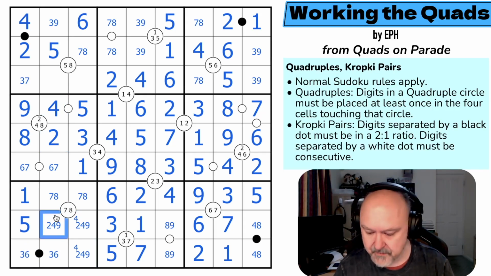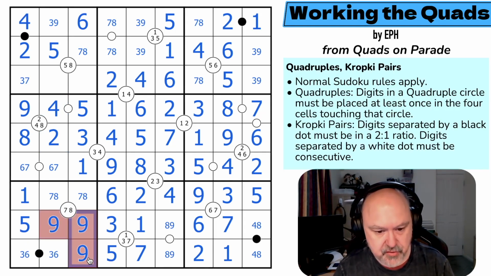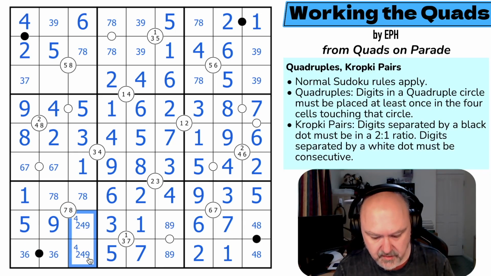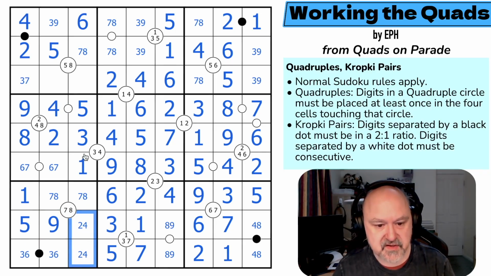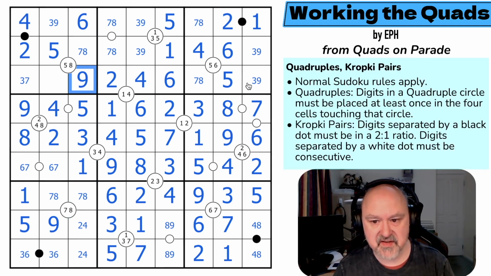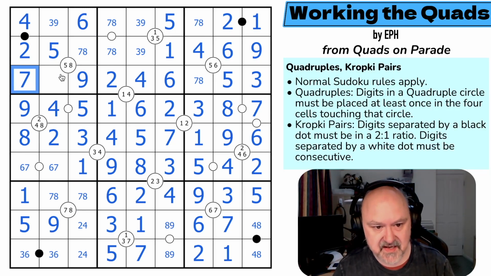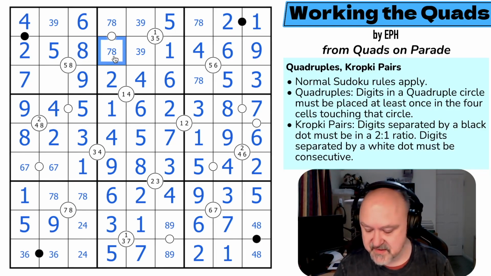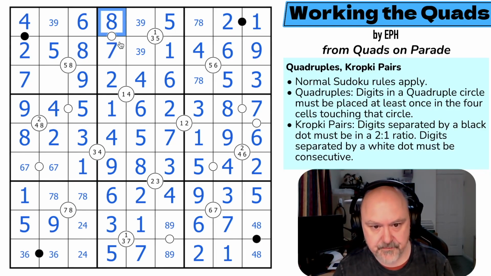2, 4 is looking down, making that the 9. This becomes 2... No, remove the 9. This becomes 2, 4. So, 1, 2, 3, 4, 5, 6, 7, 8. That becomes a 9, and that's going to do everything. That's a 3, that's a 9. The 3 looks across, making that 7, which makes that 8, which makes that 7, which makes that 8, which makes that 7, which makes that 8.